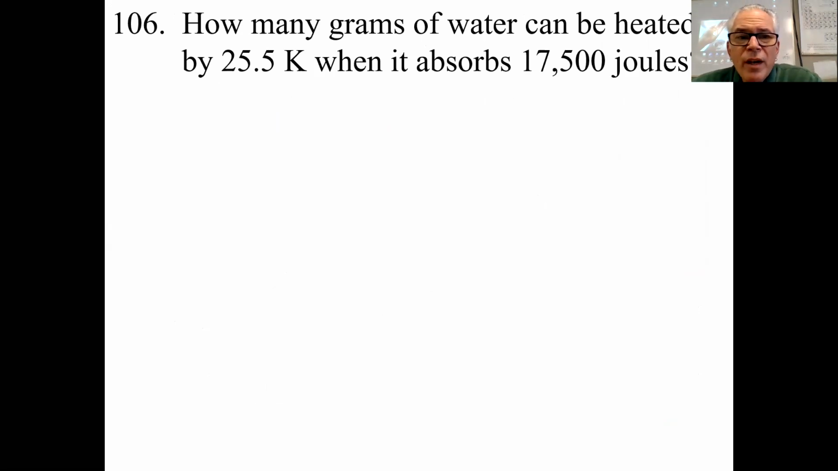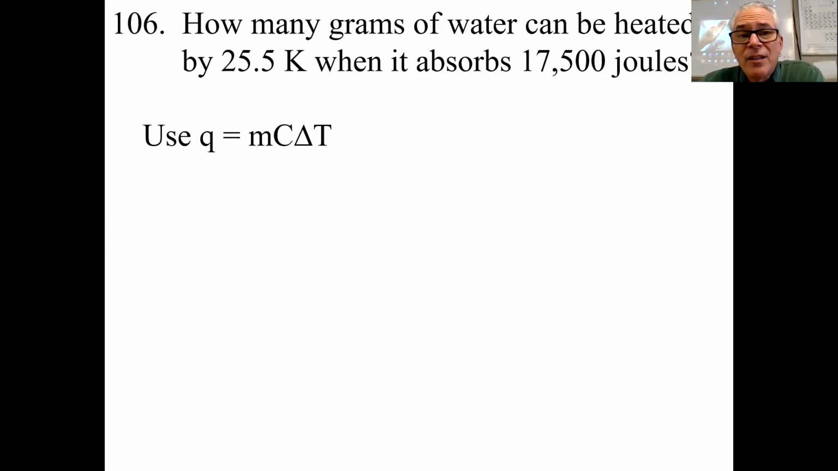How many grams of water can be heated up by 25.5 Kelvin if it absorbs 17,500 joules? Now, this seems like kind of a what-the-heck question. What is this? It's thermochem, right? Because there's joules, we have to think thermochem, and there's a delta T. We don't even have to figure out the delta T. What is the delta T? 25.5. So we have to use this formula.